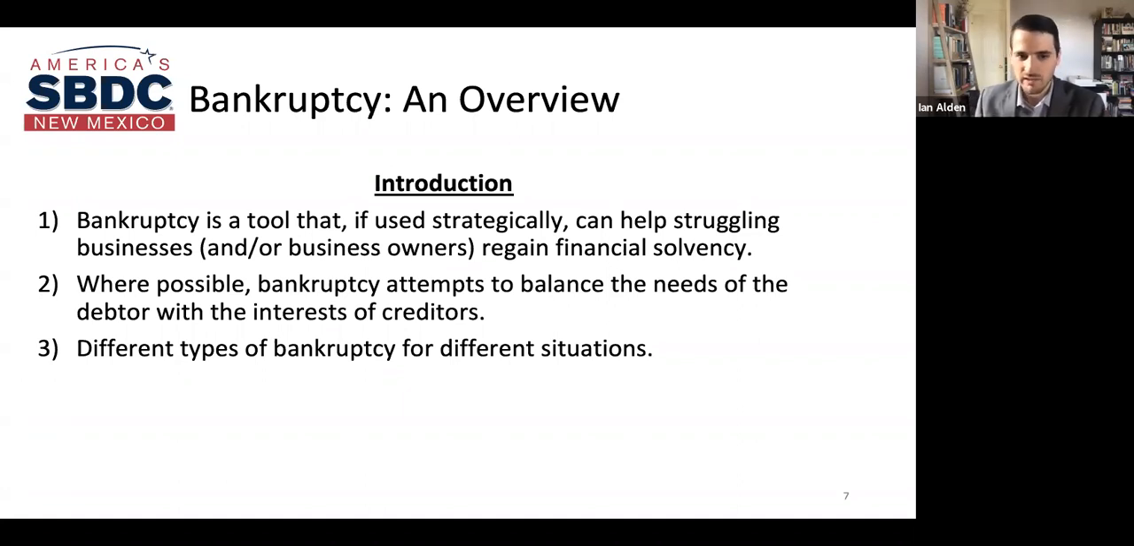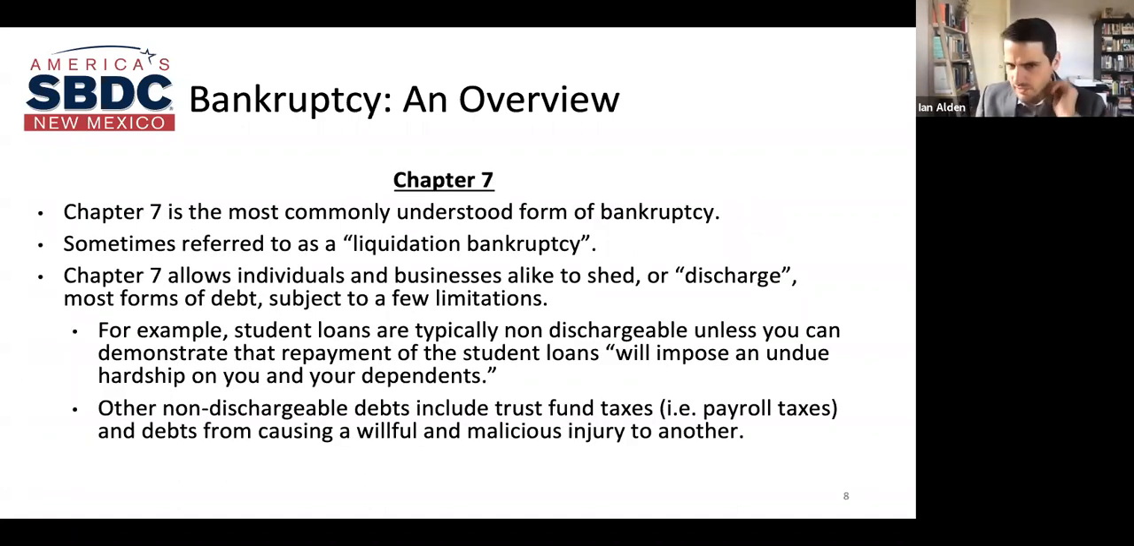So we're going to go through some of the different types of bankruptcy and how they can be used in different situations. Starting with Chapter 7. Now, Chapter 7 is the most commonly understood type of bankruptcy. When you think of bankruptcies in terms of liquidation or reorganization, which are their two primary goals, this one is a liquidation bankruptcy. The idea being that you put all of your assets except for the ones that are exempt.